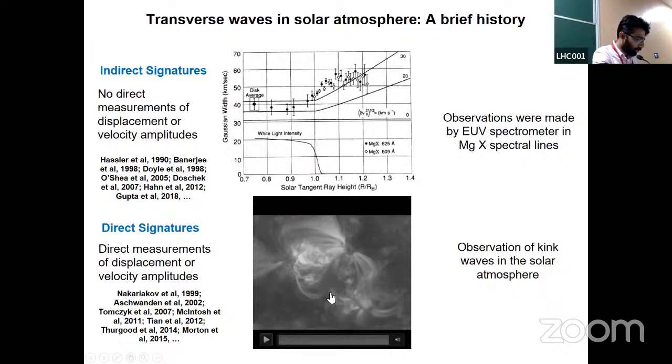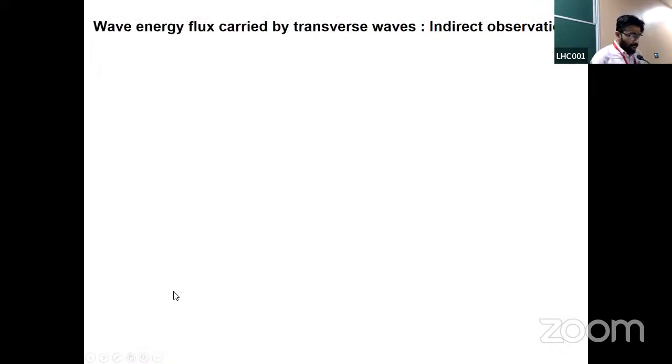And of course, direct signatures followed indirect signatures because the imaging instrument was launched later, and then it became very popular. I mean, everyone started finding these direct signatures of kink waves all over the solar atmosphere. So why do we worry about these waves? The main important point is to solve the coronal heating, and I think every solar physicist wants to solve coronal heating, and that's why people started measuring the wave energy flux carried by these waves in the solar atmosphere.